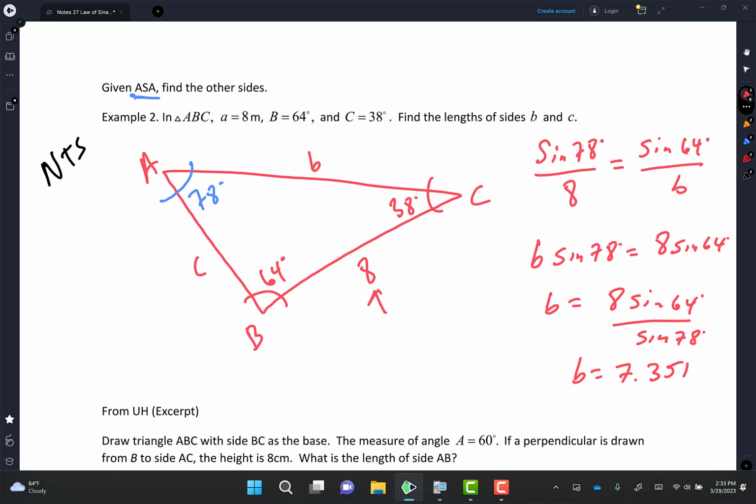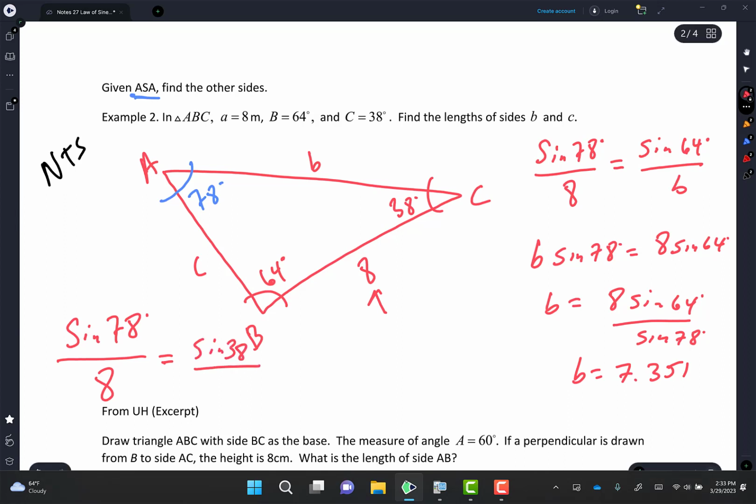I'm going to use sine 78 again, because I don't want to deal with decimals. I want to get the exact. Sine 78 over 8 equals, I said that I wanted the C, so I'm going to write sine 38 over little c. Do you see how we did that, guys? So from there, I'm going to put an arrow. I'm just going to say C is equal to 8 sine 38 divided by sine 78.